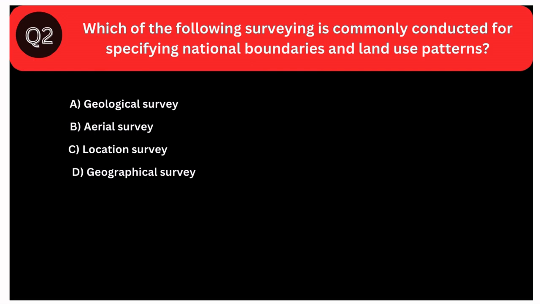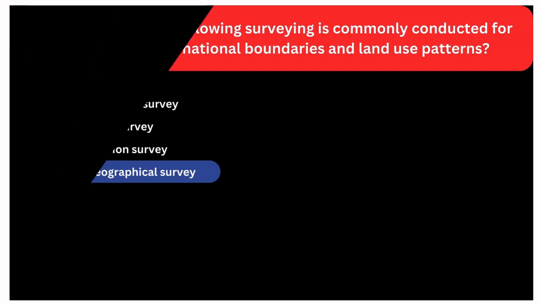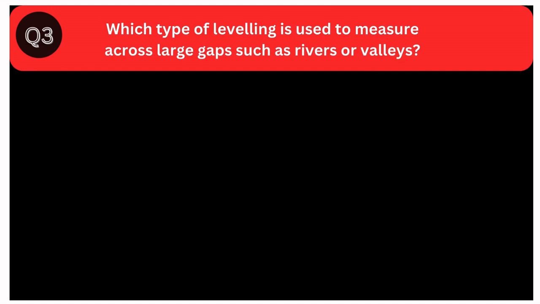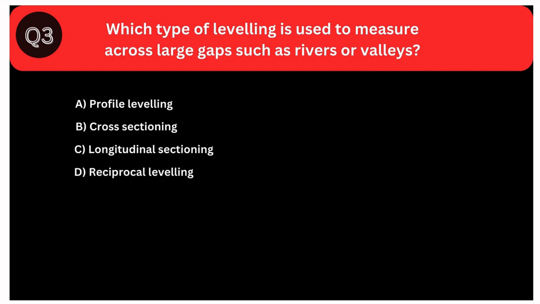Option A, Geological Survey. B, Aerial Survey. C, Location Survey. D, Geographical Survey. Answer D, Geographical Survey. Which type of leveling is used to measure across large gaps such as rivers or valleys? Option A, Profile leveling. B, Cross-sectioning. C, Longitudinal sectioning. D, Reciprocal leveling.